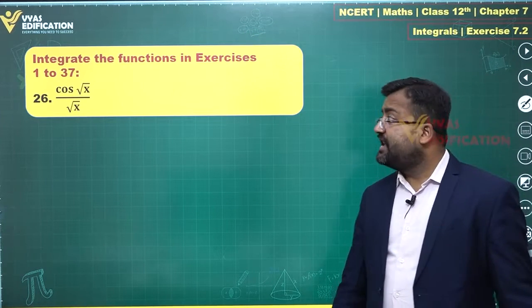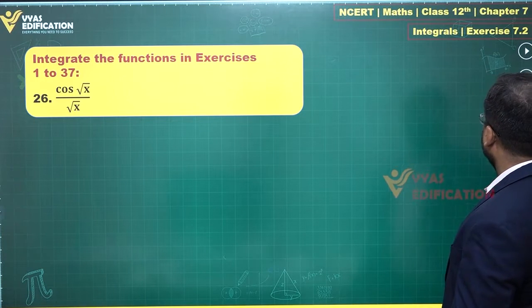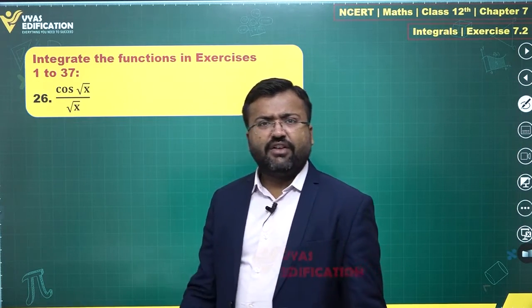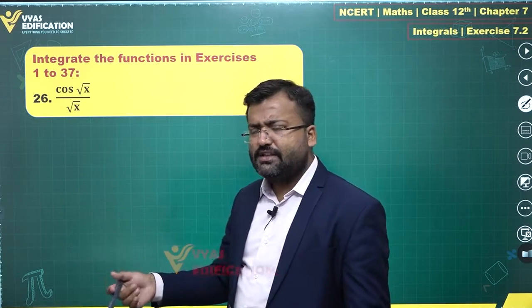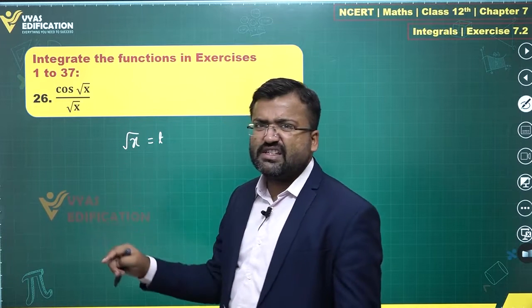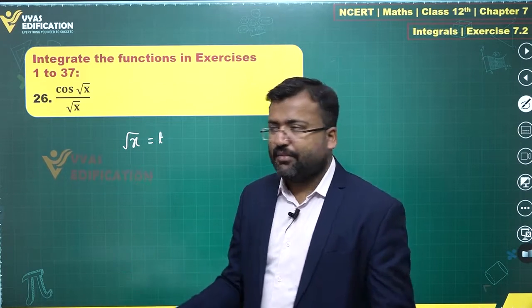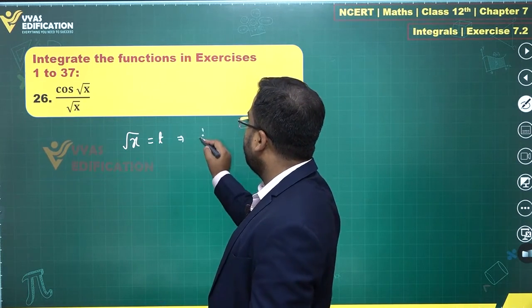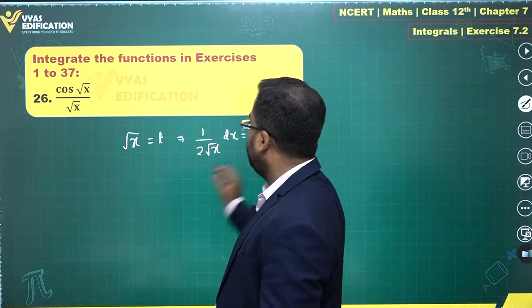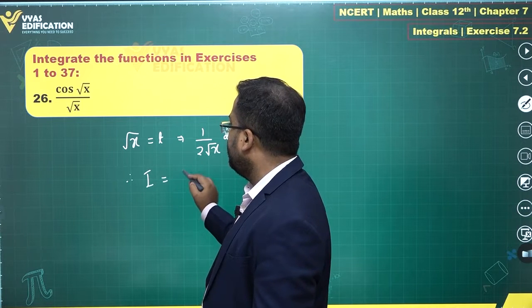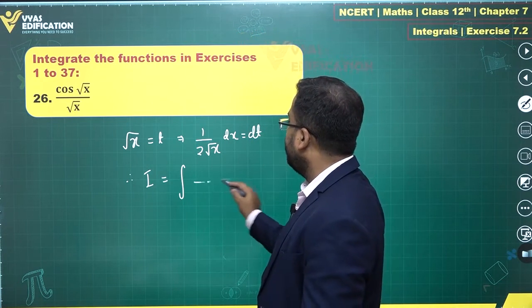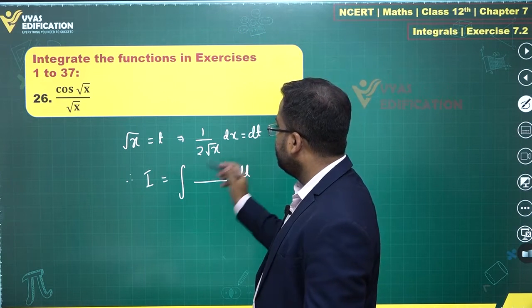26th question says you have to integrate cos of root x upon root x. Okay, that root x in the denominator is the derivative of this root x, right or not? Yes. So let root x equal t, because cos of root x is difficult, but cos t is simple, right? This tells me 1 upon 2 square root of x dx is equal to dt. Therefore, I becomes equal to integral of dx upon root x. Dx upon root x can be written as 2 dt.